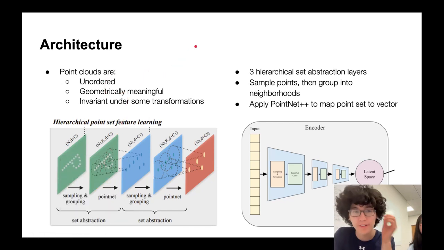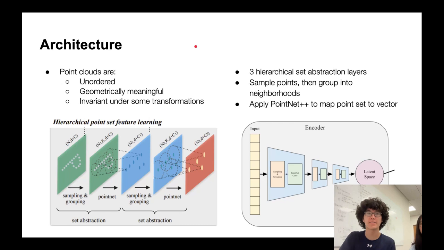there are some key features about point clouds that the model has to take into account. The first is that it's unordered. Unlike pixels in an image, it doesn't matter what order the points are in your point cloud. But at the same time, they are still geometrically meaningful. If two points are close to each other or a subset of points are all close together, that does carry some meaning, so the model should account for that. And they are also invariant under some transformations, like rotations.